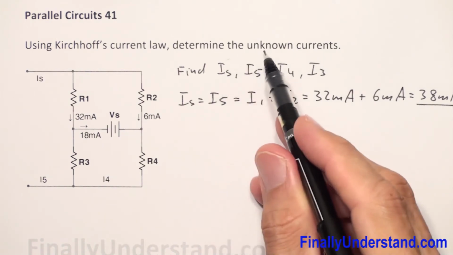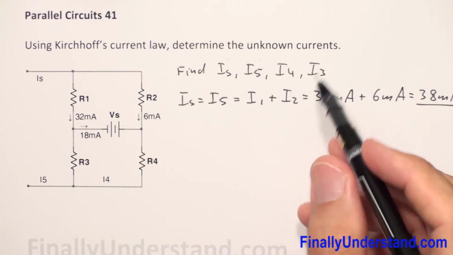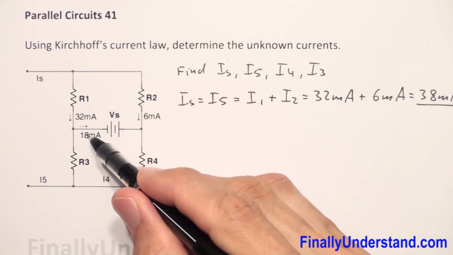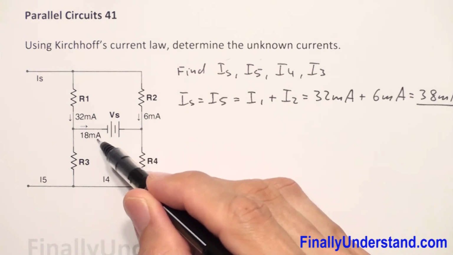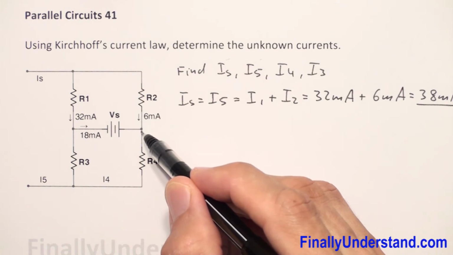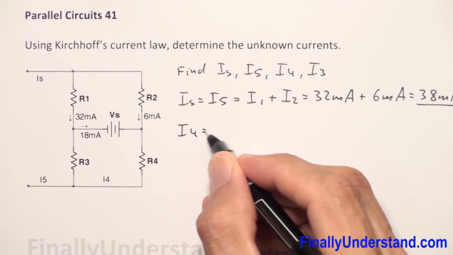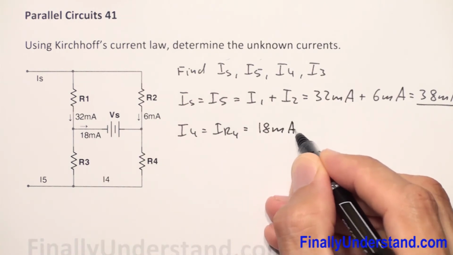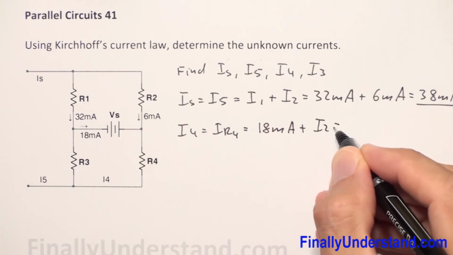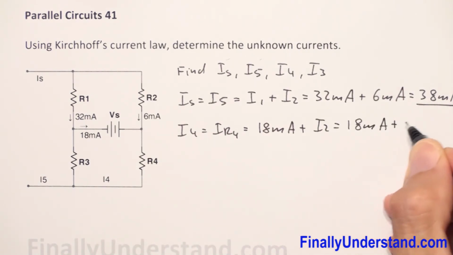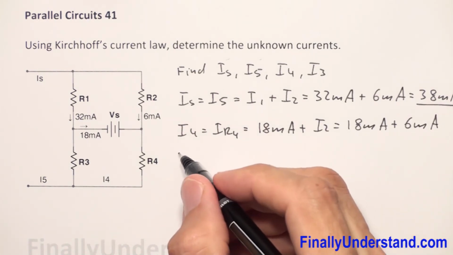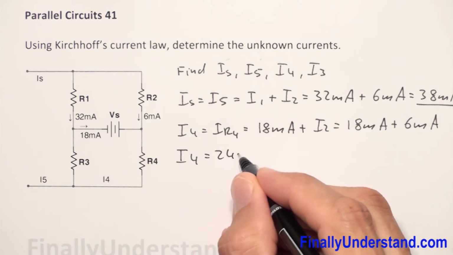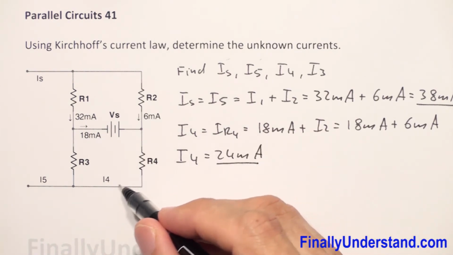Next, okay, I found this one, and I found this IR4, or I4. This is the current which will go through this resistor. So please notice that I have current which goes through this branch, and this is 18 milliamps, and I have 6 milliamps coming through this node. So the current I4, we can call this also IR4, is equal, in this case, 18 milliamps plus I2. So this is 18 milliamps plus 6 milliamps. So I4 is equal 24 milliamps.